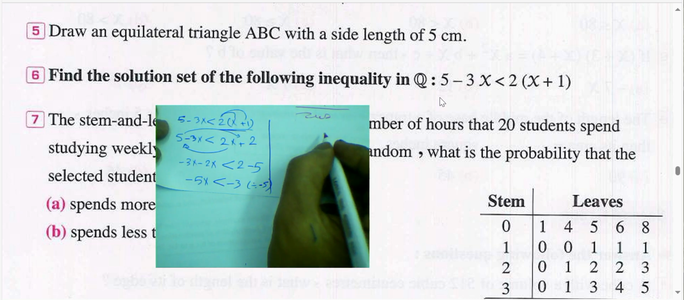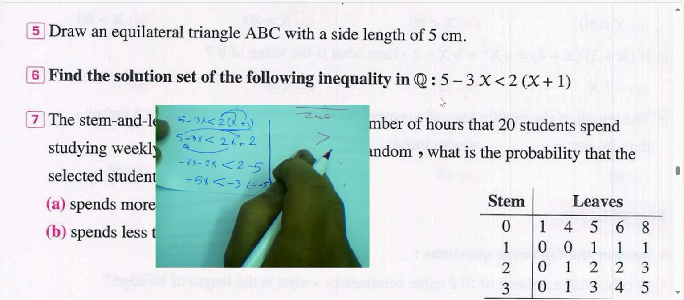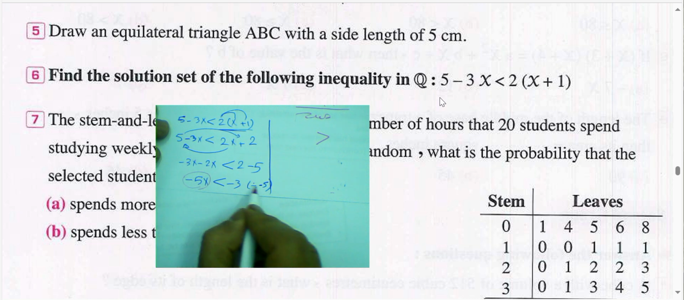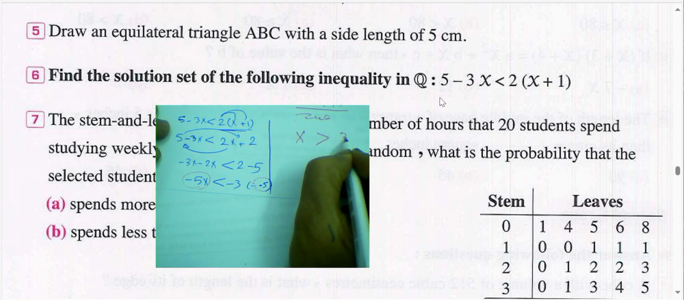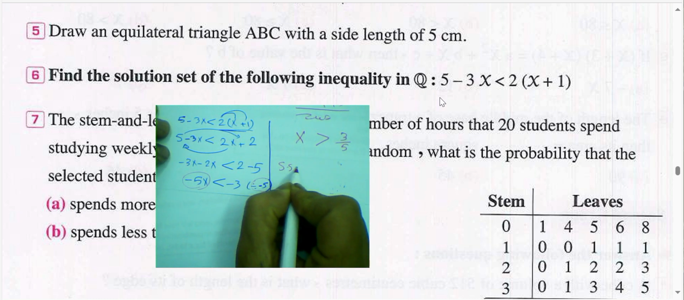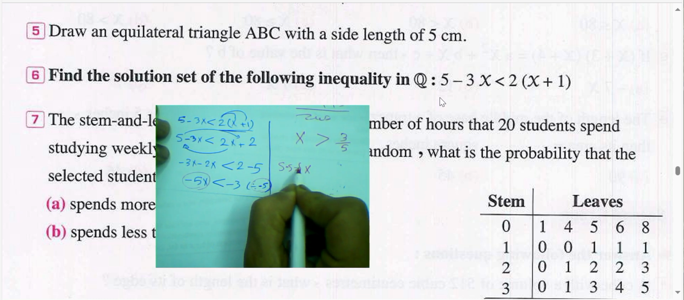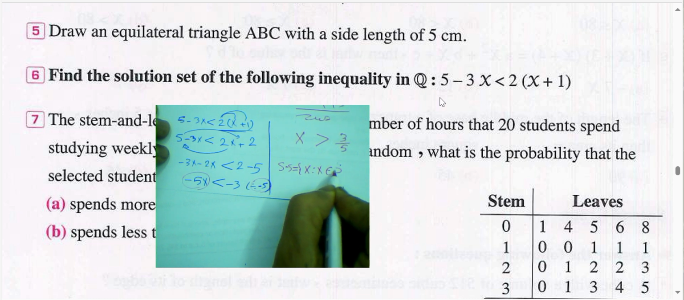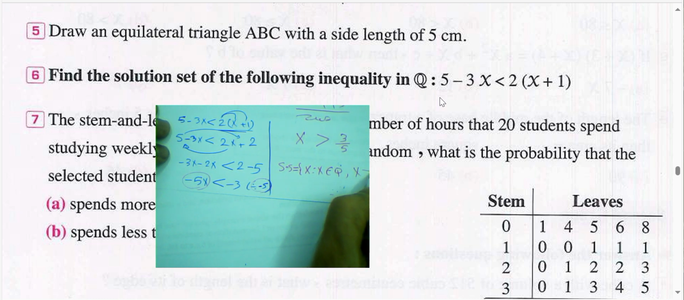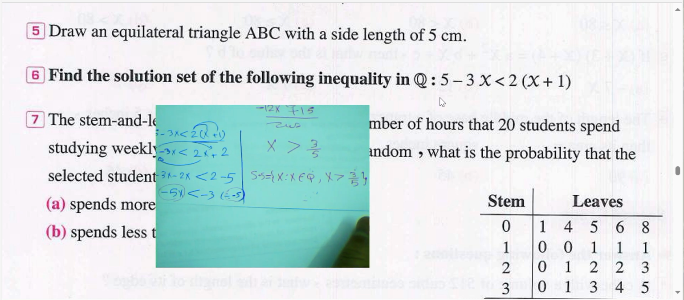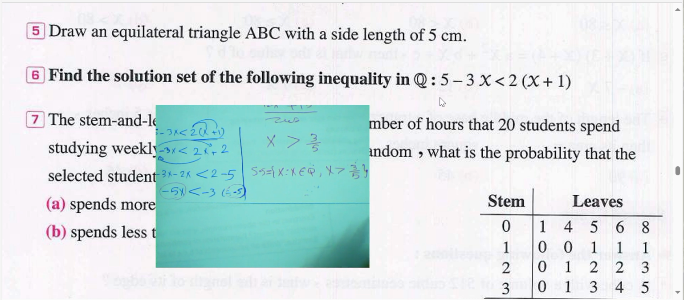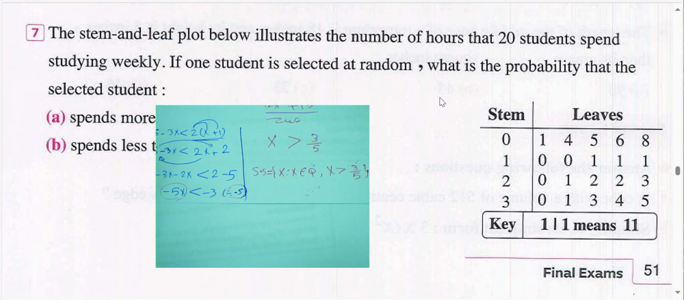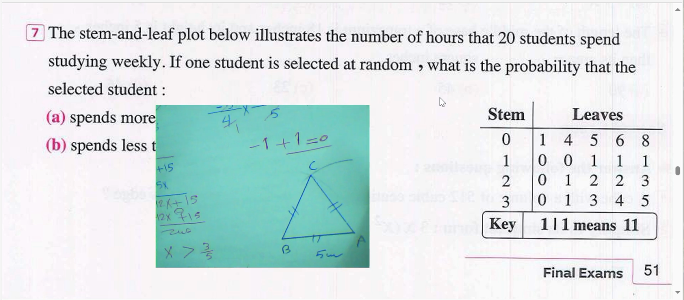The direction will be to the left-hand side. Negative 5x divided by negative 5 will be x, and negative 3 divided by negative 5 will be 3 over 5. Then the solution set will be x such that x belongs to the rational numbers, then x greater than 3 over 5. Okay, that is the solution set of this inequality in Q, because he wants the solution in Q, the rational numbers. Question number 7, stem and leaf plot.